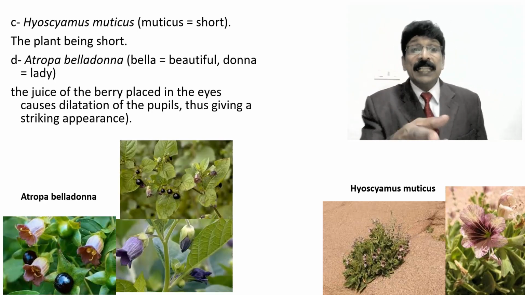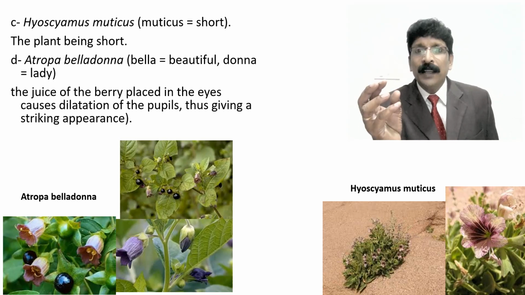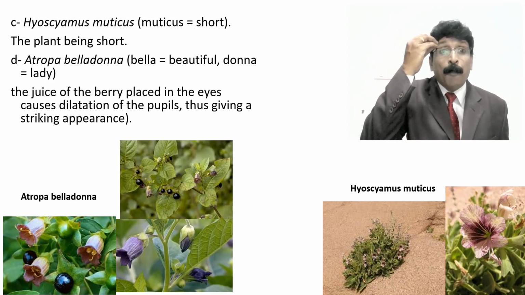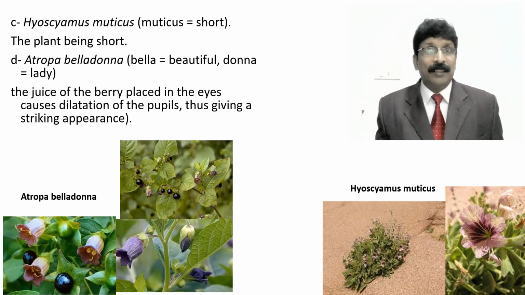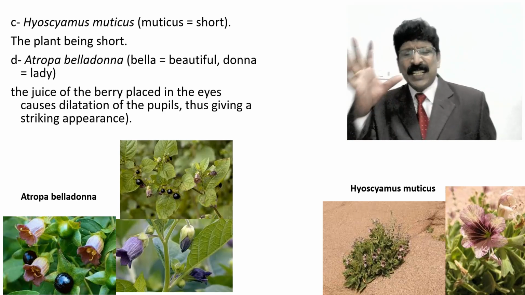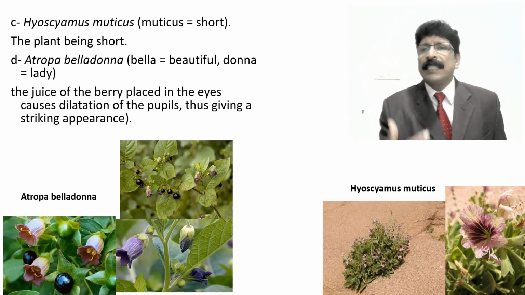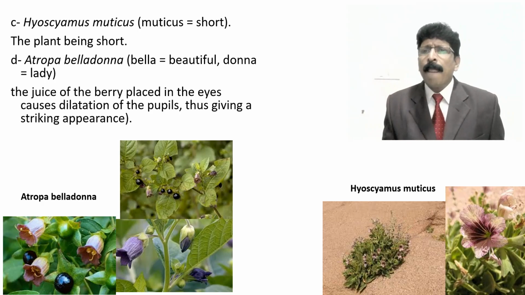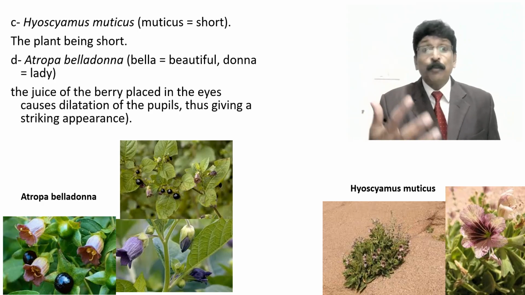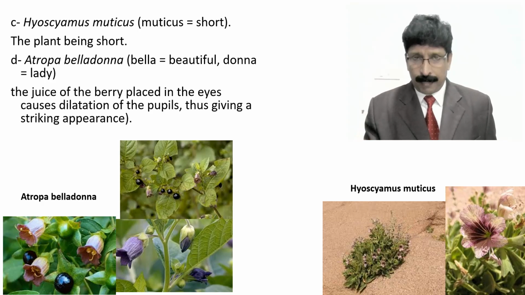So you can see this plant. The fruit is very beautiful. When the juice of the berry is applied in the eyes of females, it causes dilation of the pupil, thus giving a striking appearance, an appearance to attract the male. So that's why they were using this name, Atropa belladonna.